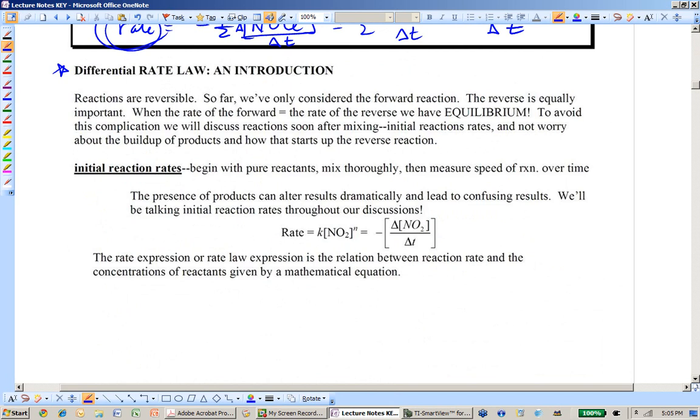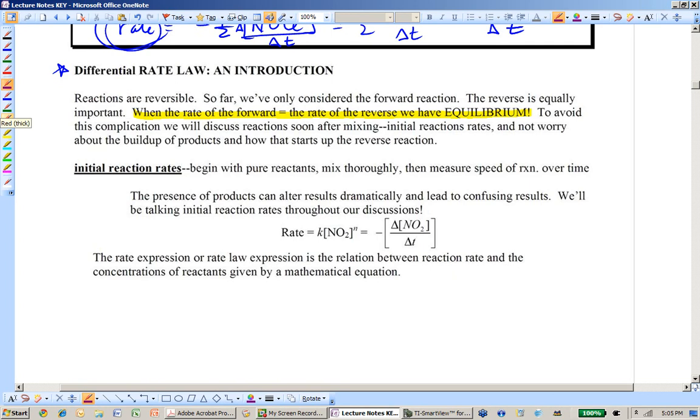Okay, so differential rate law. This is what I really want to get through, and I'm doing pretty good. I'm about halfway there. Reactions are reversible. Yeah, we've established that. So far, we've only considered the forward reaction, but the reverse is equally important. And the truth is that when the rate of the forward reaction is equal to the rate of the reverse reaction, we have achieved equilibrium. That would be your next major unit of study, because, you know, we like segues like that. And so you need to know that definition. Sooner or later, your choice.